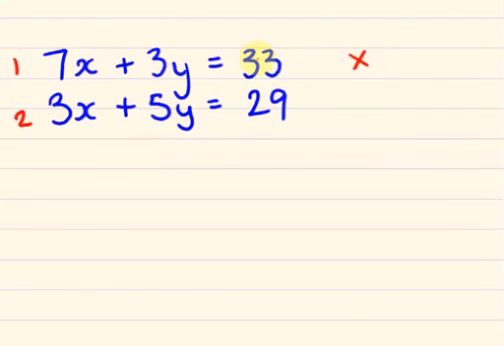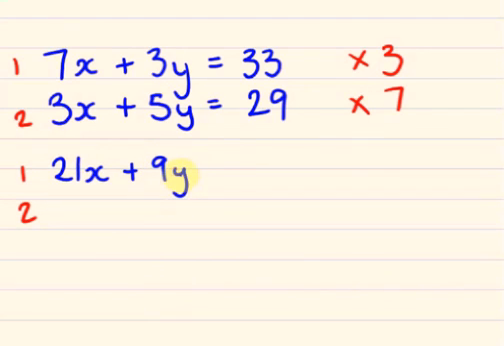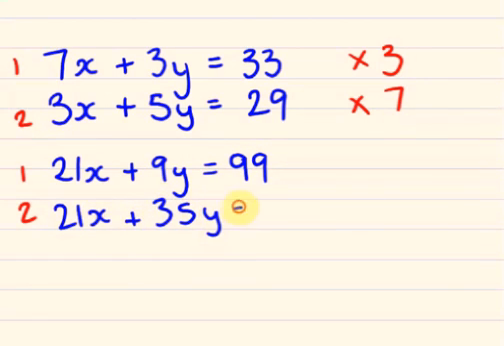Hopefully what you did is, I'm going to change around for x. I'm going to multiply this equation by 3 because I'm going to end up with 21. I'm going to multiply this equation by 7. So what I end up with is equation 1, equation 2. 21x plus 9y equals 99, and 21x plus 35y equals, what's 29 times 7? Hopefully if you work that out, you get the answer of 203.